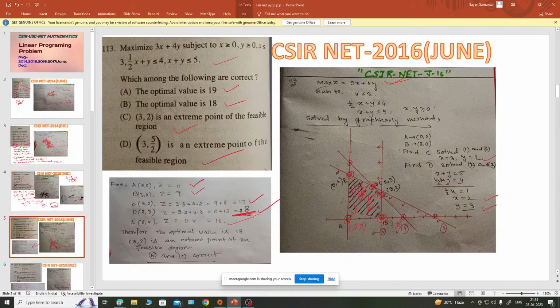So definitely this is our optimal solution. So here optimal value is 18. So which option is correct? So here optimal value is 18. It is correct. So here R. So we can also find the other correct answer. So here 3 comma 2 is an extreme point of the feasible solution. So here optimal value is 18. So which point? 2 comma 3.